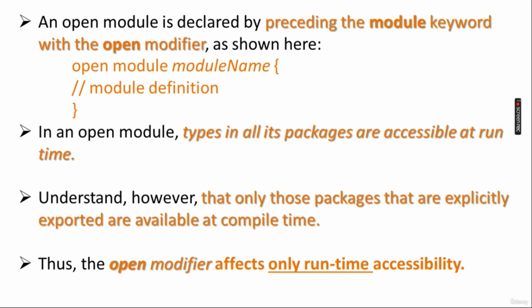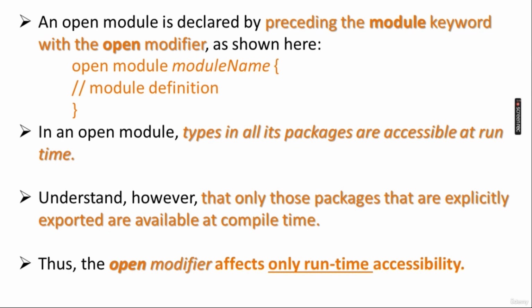In an open module, types in all its packages are accessible at runtime. All types are accessible at runtime, that is, it is open to all. Only those packages that are explicitly exported are available at compile time. But at runtime they are open to all. The open modifier affects only runtime accessibility.